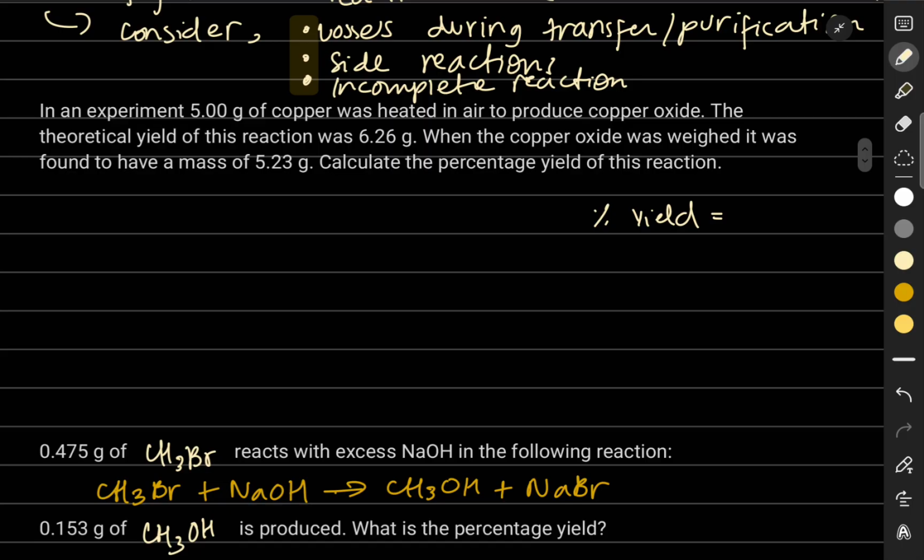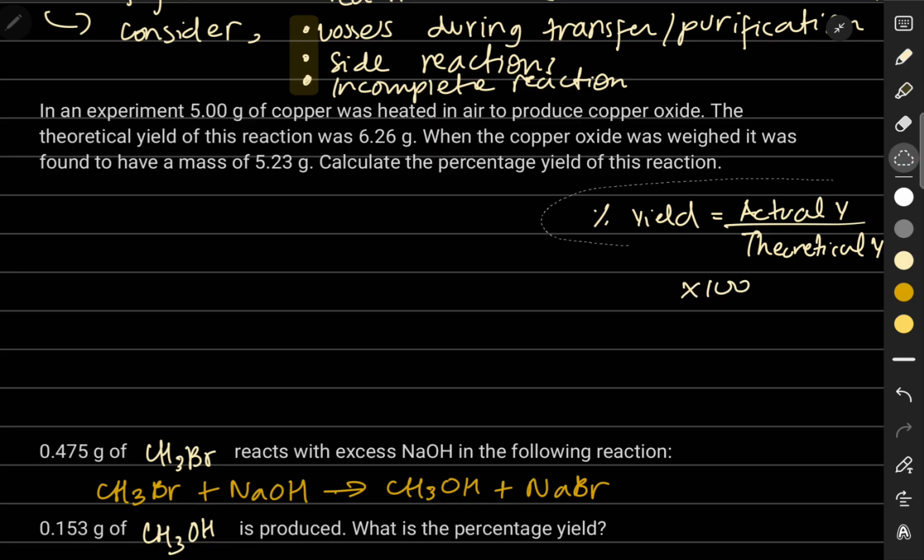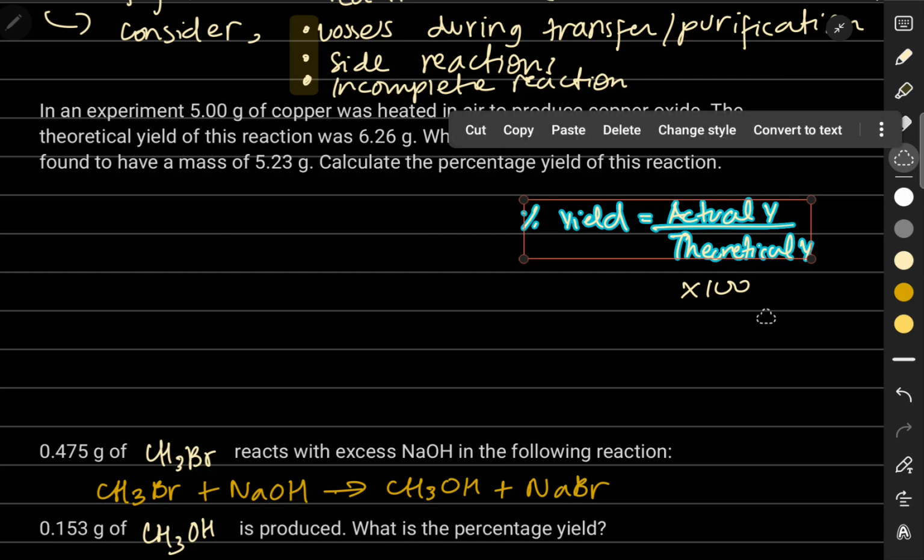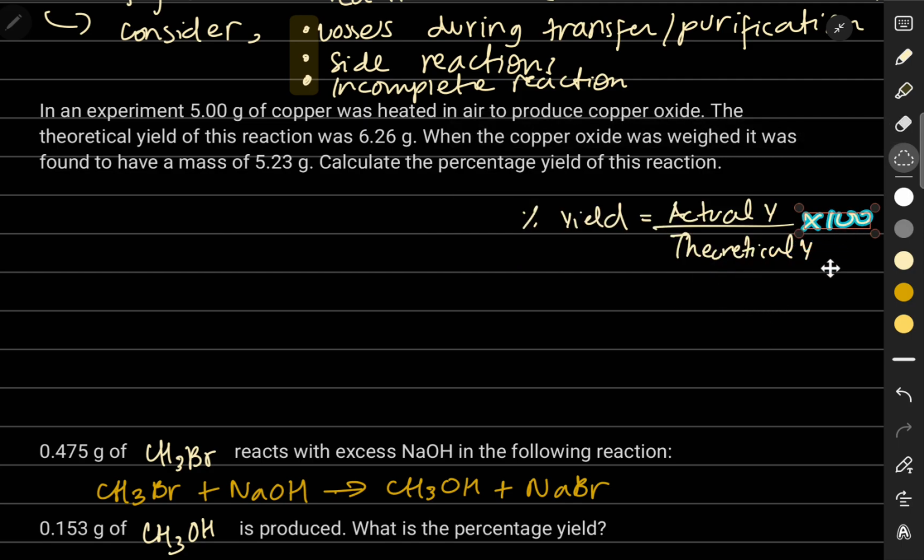So the formula for percentage yield is actual yield divided by the theoretical yield, and you times this by 100 because it's a percentage. So let me just show this here. And because it's percentage yield, it can never be more than 100%.